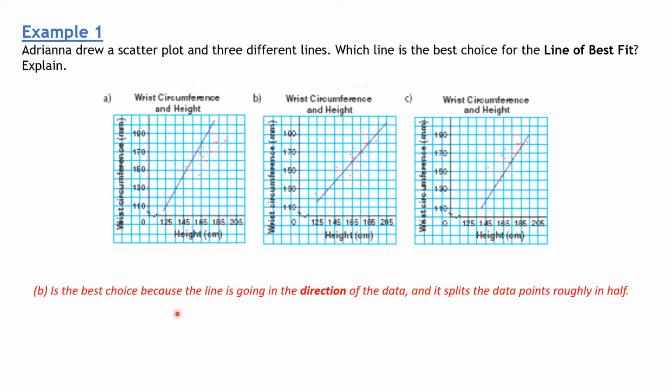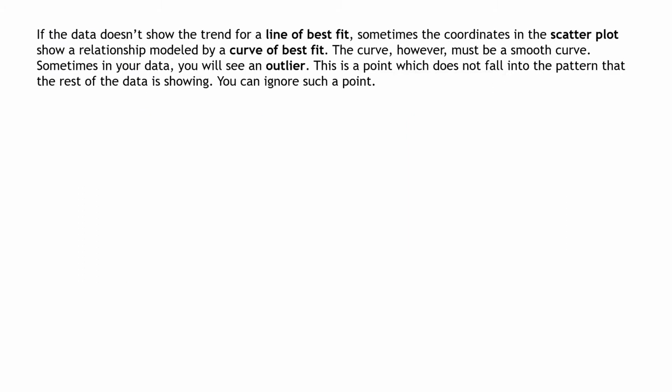B is the best choice because the line is going in the direction of the data and it splits the data points roughly in half. If the data doesn't show a trend for a line of best fit, that would mean there's no pattern, right? The dots are scattered all over the place.